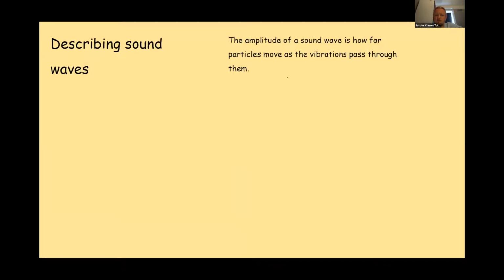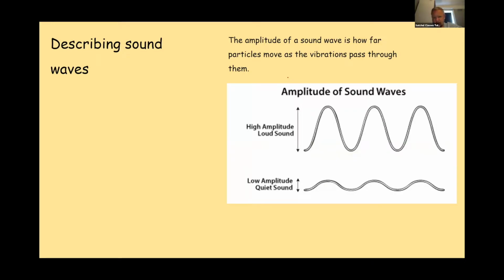So, getting back to the amplitude idea, the amplitude of a sound wave is how far particles move as the vibrations pass through them. If we have a high amplitude sound and a low amplitude sound, you can see that the wave is actually different. The high amplitude loud sound has a higher crest or a lower, deeper trough from the resting position than the quieter sound. And again, this is because the particles that are vibrating are moving further.